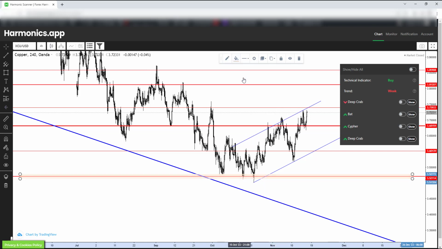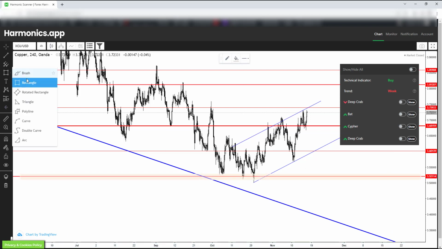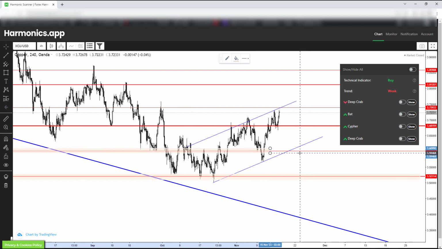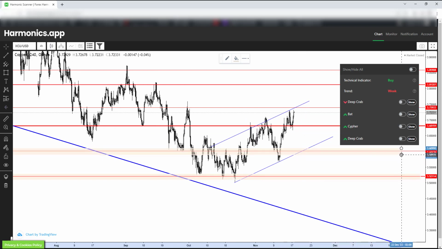Just a minute to see which one is the good one. This is okay. So now let's check the supply demand zones. This is good enough. Rectangle around this one here. Let's check also this area here around this one.